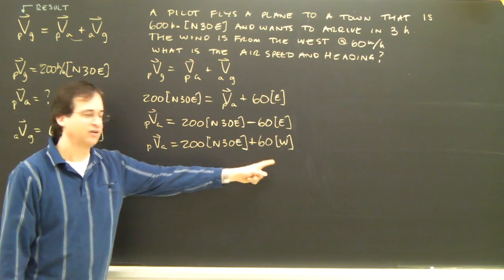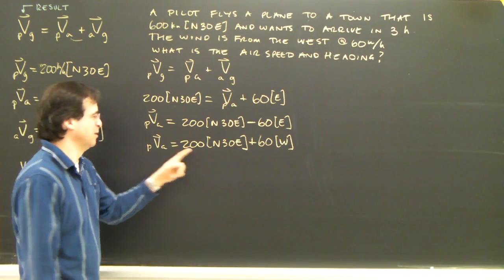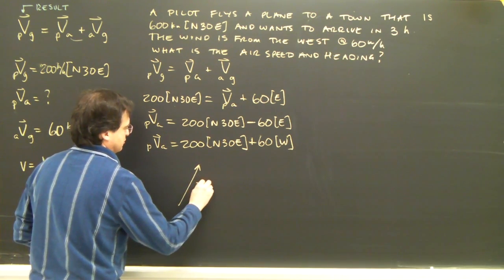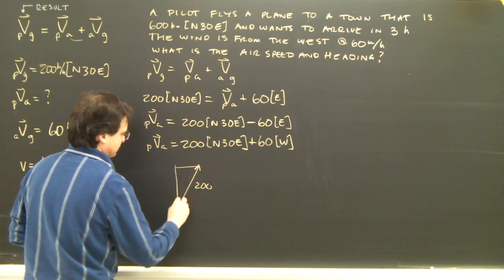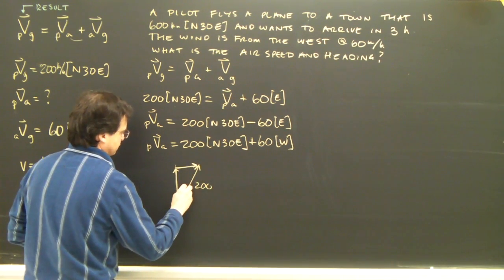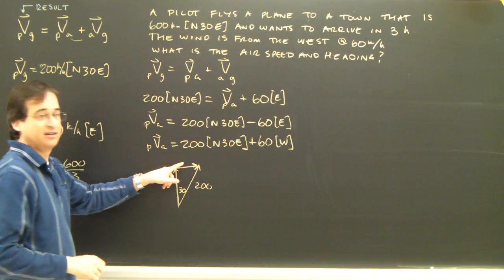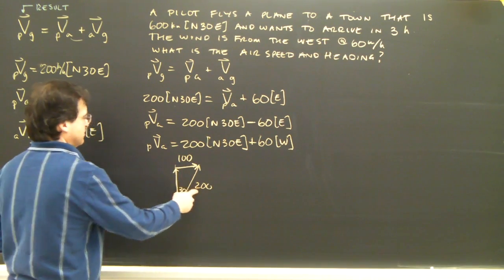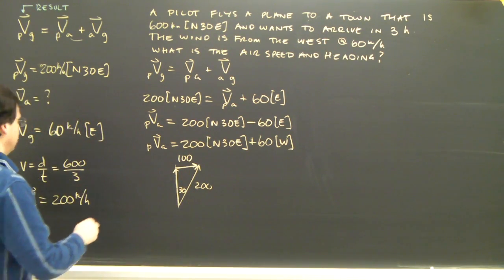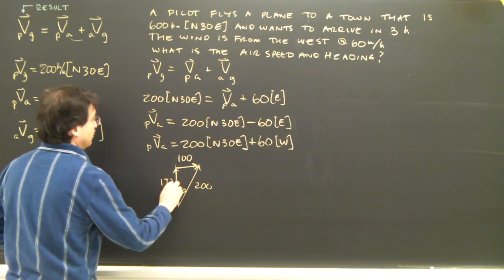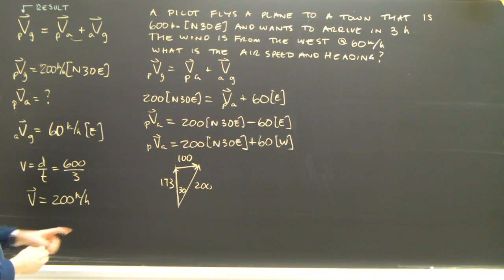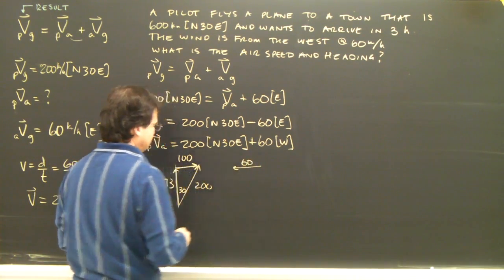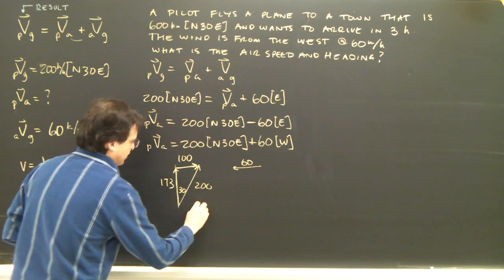So I've got two vectors here. I've got to add them up. There's a couple of ways of adding them up, but I'm just going to use components. North 30 east is 200. So I'm going to make a triangle out of that. This side is 200 times the sine of 30, which is 100. This side is 200 times the cosine of 30, which is 173. Now I add to that 60 west. I add up the total in the x direction.